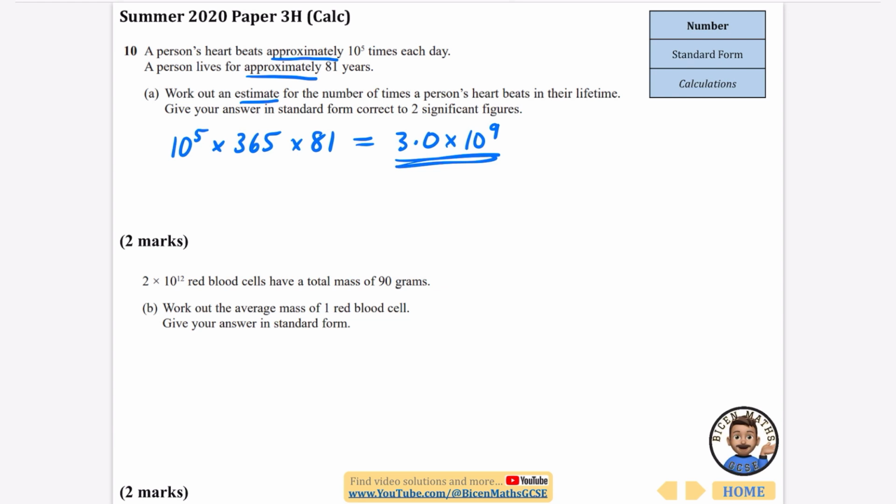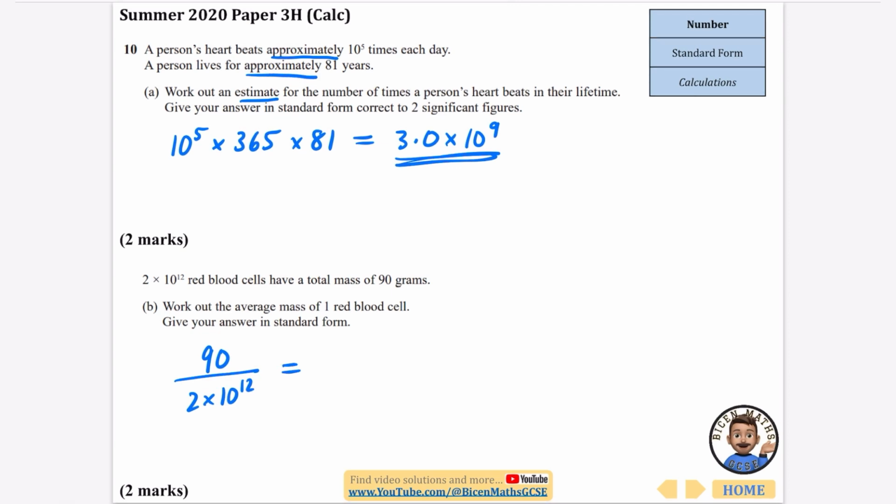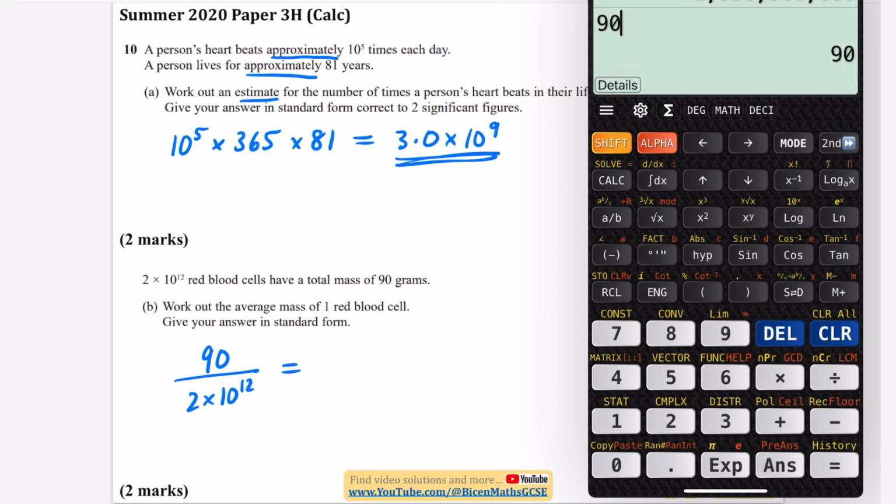For part B, it says 2 times 10 to the power of 12 red blood cells have a total mass of 90 grams. Work out the mass of one red blood cell. So if we want to find out what one red blood cell is, we're going to have to do 90 divided by how many we've got, which is 2 times 10 to the power of 12. So this time it's a division. You could do it just as a fraction or using the division button. I'm going to do it as a fraction today, so I'll do 90 divided by 2 times 10 to the power of 12, and my calculator gives it in standard form straight away, which is 4.5 times 10 to the power of minus 12 grams.